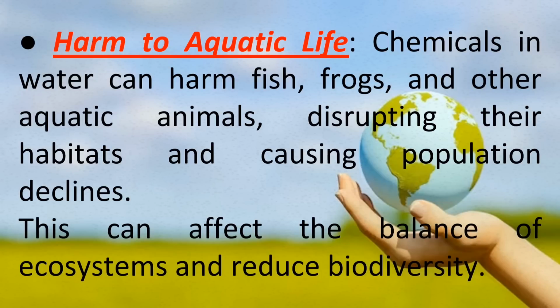Next is harm to aquatic life. Chemicals in water can harm fish, frogs, and other aquatic animals, disrupting their habitats and causing population declines. This can affect the balance of ecosystem and reduce biodiversity.